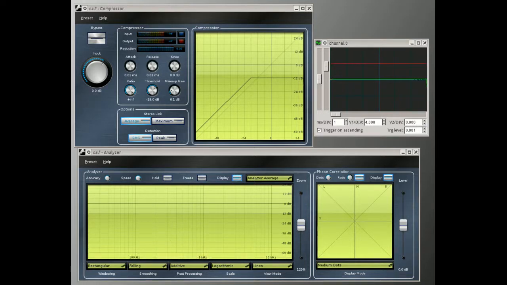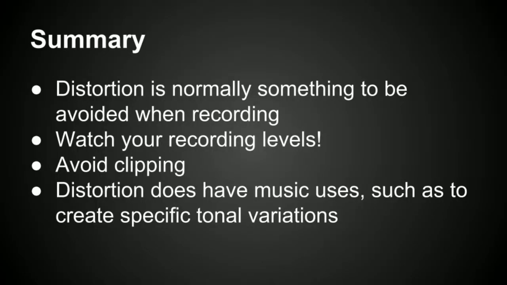As you can hear, the addition of some distortion adds a sweet tonal characteristic to the guitar sound. So in summary, distortion is normally something we should avoid when recording, and we do that by watching our recording levels and avoiding clipping, but it does have some musical uses too.